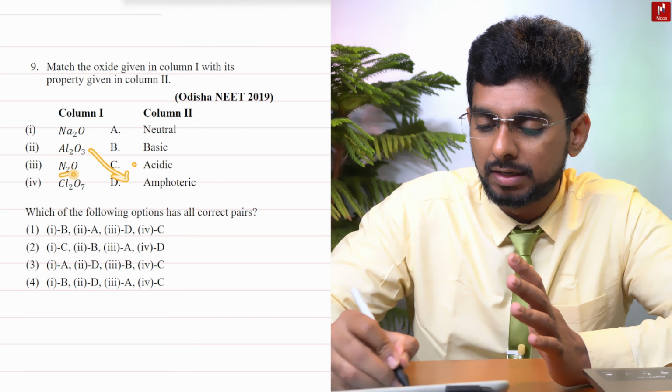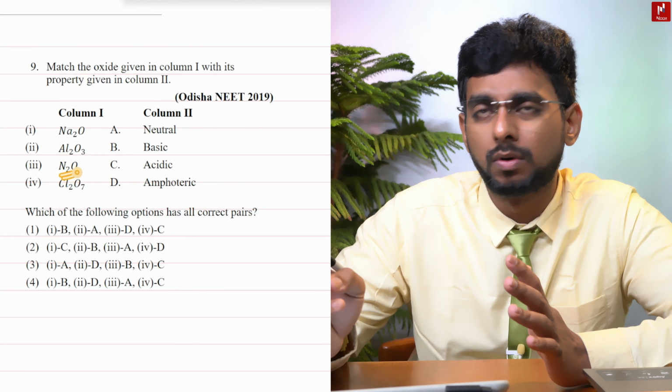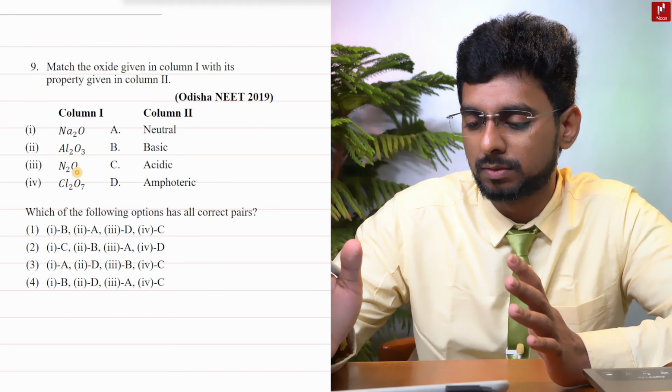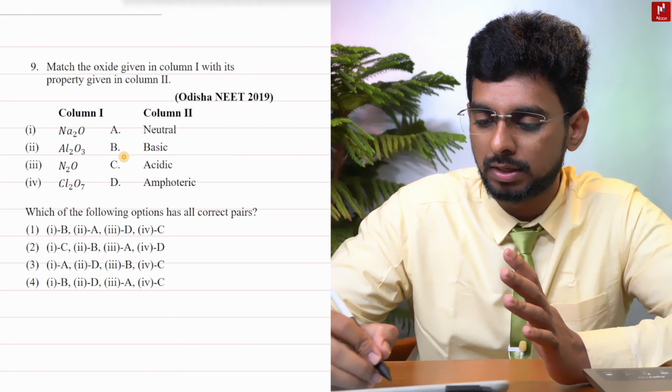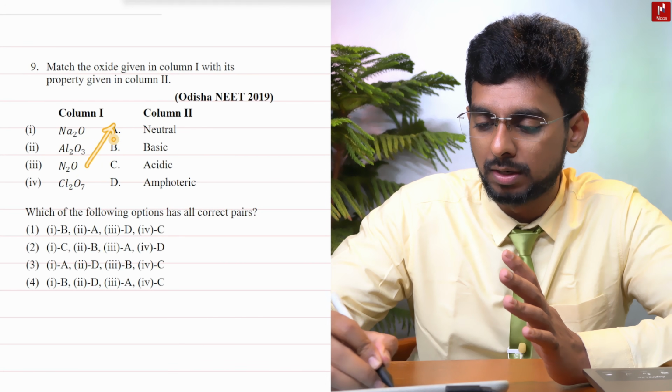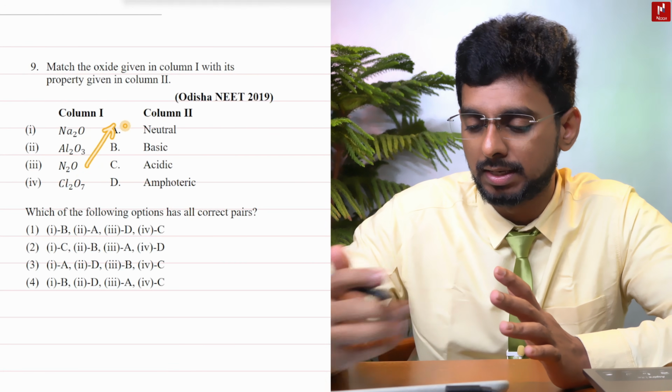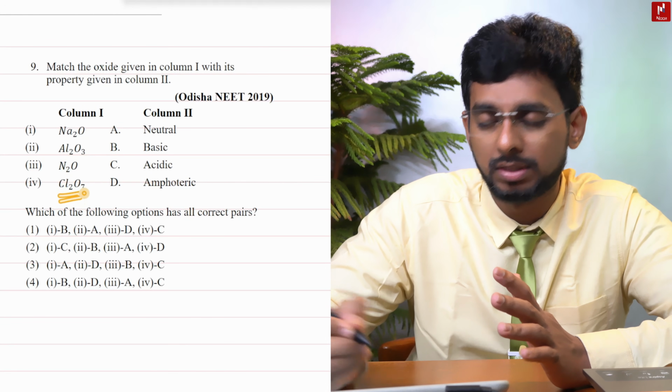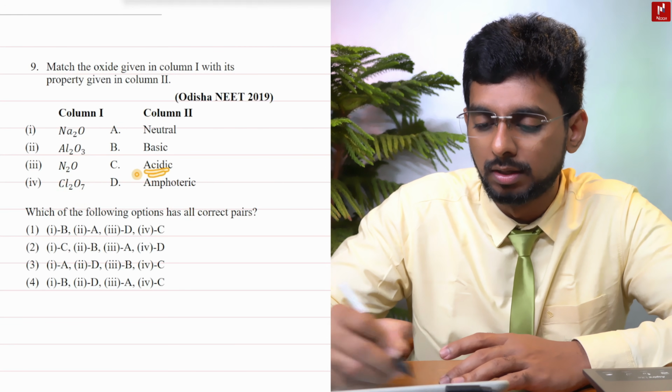Then you have got N2O. I've told you N2O, NO, MnO2, you have to memorize this one. All those are going to be neutral. Therefore, N2O is going to be neutral. It will neither be basic nor be acidic. And finally, you have got Cl2O7. That's going to be acidic. Okay, so that's how it's going to be.